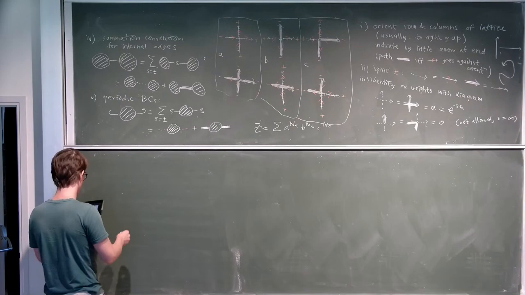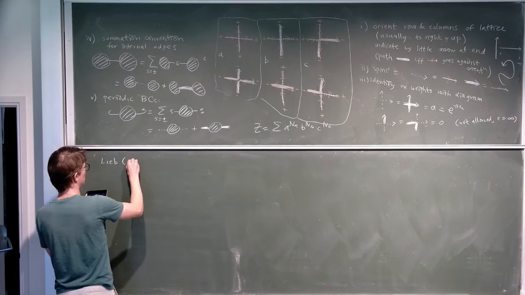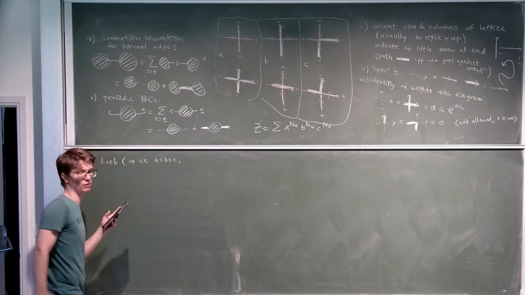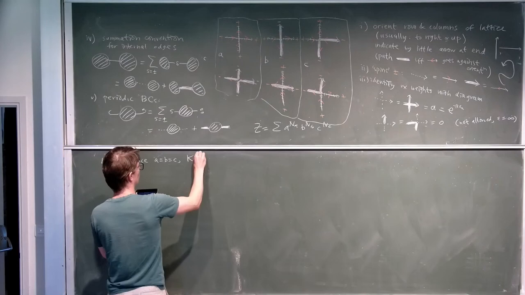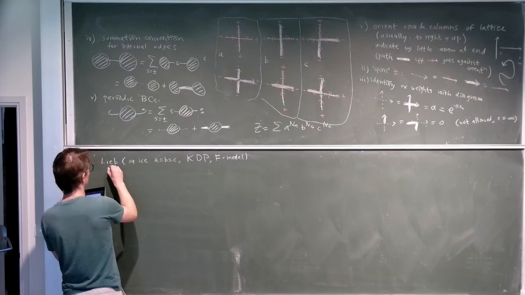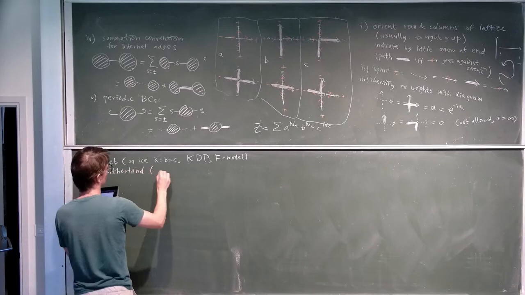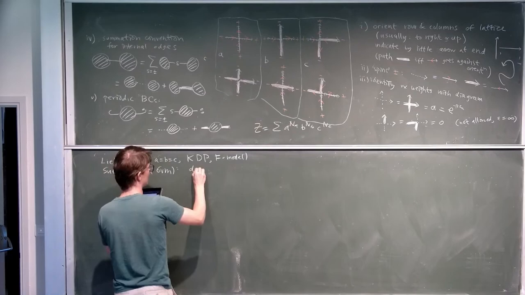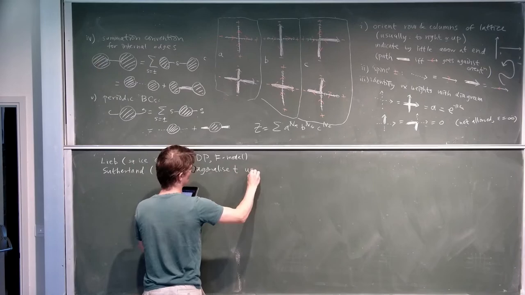This is due to Lieb, who did it first for, remember this special case, which is called square ice, where we have A equal to B equal to C, so you just count the number of configurations. Then there was this potassium dihydrogen phosphate model, and then the F model. So he did this. And then Sutherland, not much later, did this for the six vertex model in general. So what they did is they actually diagonalized the transfer matrix using the coordinate Bethe ansatz.